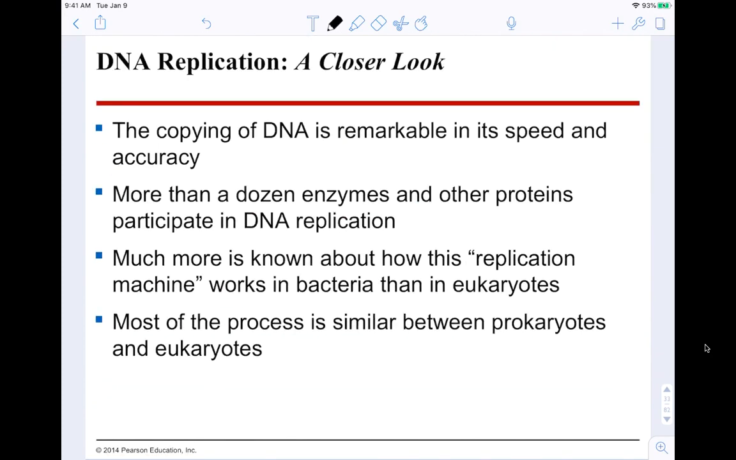Okay, so let's take a closer look at DNA replication. It is an involved process, so buckle up. Okay, so the copying of DNA is remarkable in its speed and its accuracy, which is great because if it messes up, that means that you're going to get cancer. Okay, more than a dozen enzymes and other proteins participate in DNA replication. Much more is known about how this replication machine works in bacteria than in eukaryotes. Eukaryotic DNA replication is really complicated.